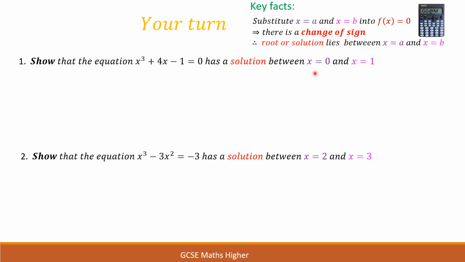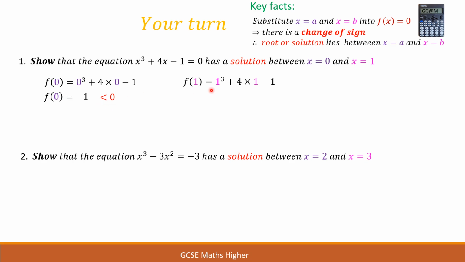So we're going to start off by substituting 0 into this equation here. So you've got 0 cubed plus 4 times 0, take away 1. You should have found you got a value of -1. This is negative. Okay, so you've got to state that that is negative.